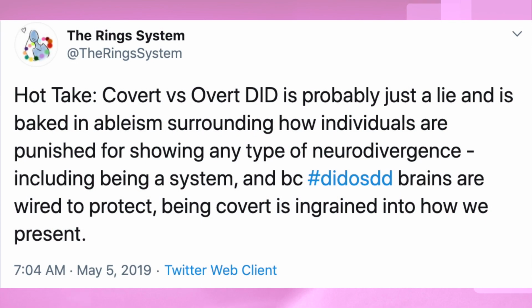When asking about covert versus overt on social media, the ring system actually came in with a different perspective. They talk more about ableism and that expectation to be one person, which is something to keep in mind for future research potentially, purely from the shame and the fear of being open. So I will read to you their hot take. It's a hot take: covert versus overt DID is probably just a lie and is baked in ableism surrounding how individuals are punished for showing any type of neurodivergence, including being a system, and because DID OSDD brains are wired to protect, being covert is ingrained into how we present.